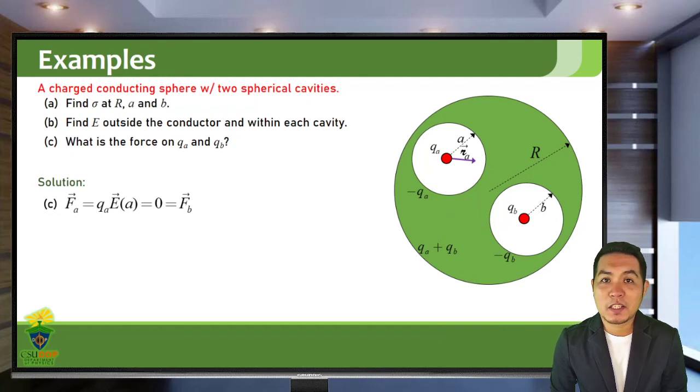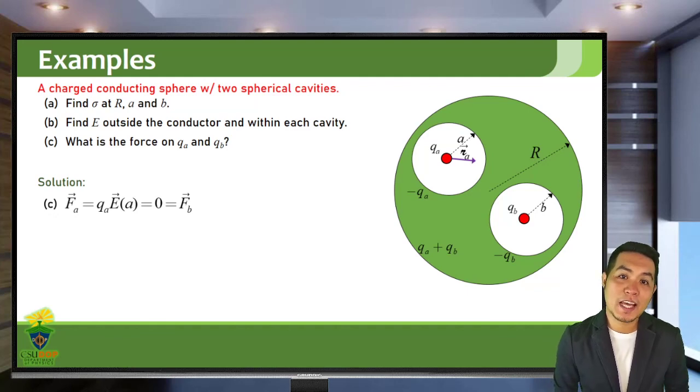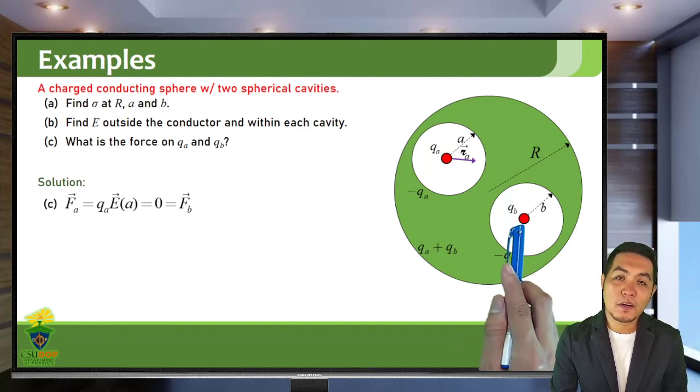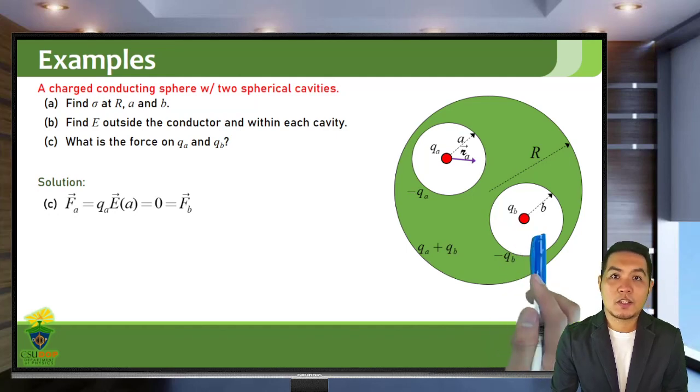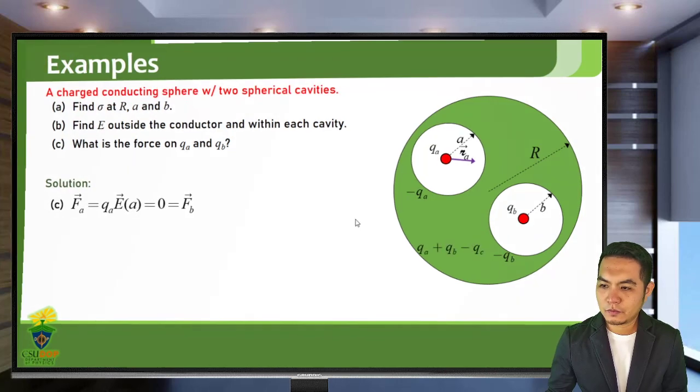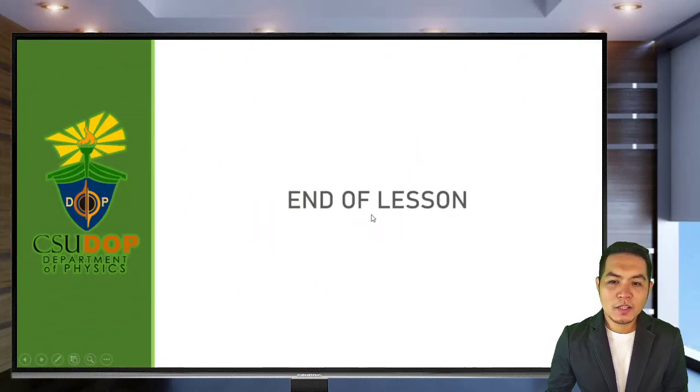So QA will be static. It will not move. There are no forces acting on it. Similarly, the same also goes for B. There's also 0 net force acting on B. So that's the end of the lesson.